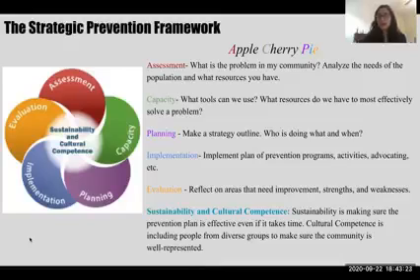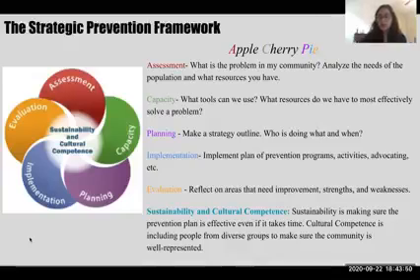Planning, you're just going to make a strategy outline like you would do with any essay. Just make an outline. Who is going to be doing what and when will they be doing that? Implementation, going to implement your plan of prevention programs, activities, advocating. Evaluation is just overall reflection on areas that need improvement. You can look at your strengths in your plans and your weaknesses in your plans.